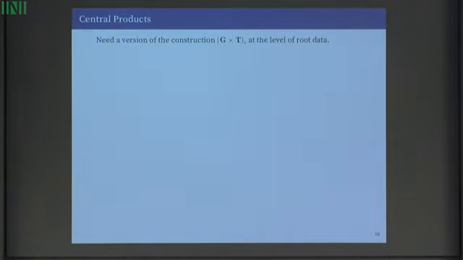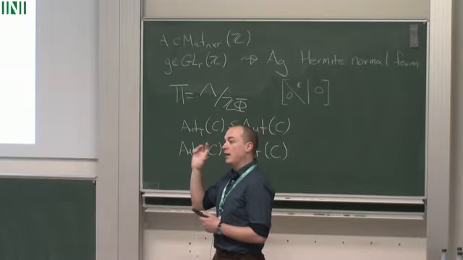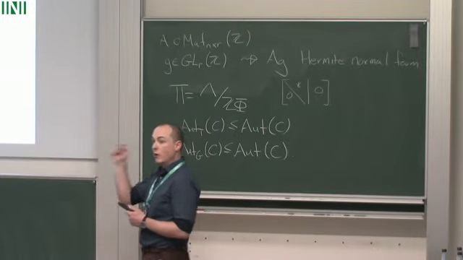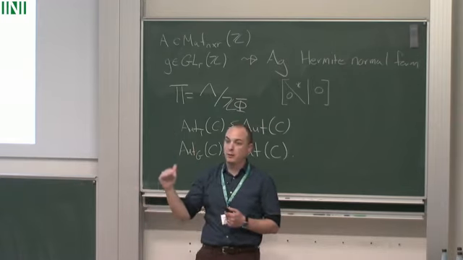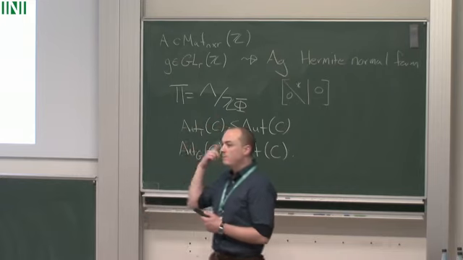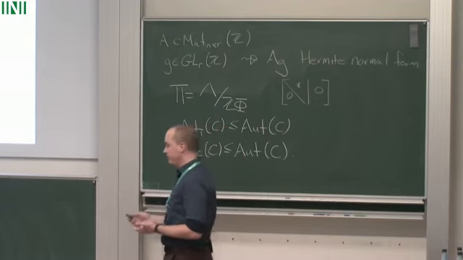So what we want to do now is think about a version of this construction at the level of root data. So this process now about how I want to identify algebraic groups is the following. I want to first think of it as a central product. So you have to first write it as a central product, and then I identify when two central products are going to be isomorphic. Okay? So the first trick is just to get this thing as a central product.